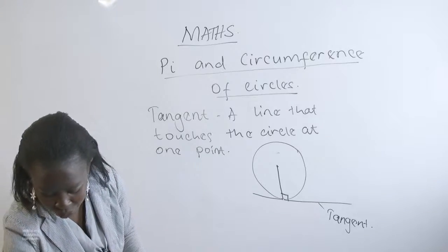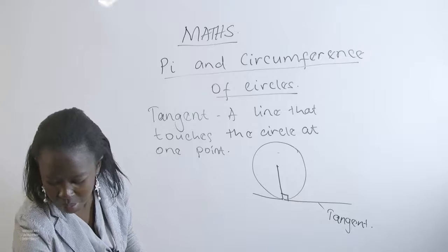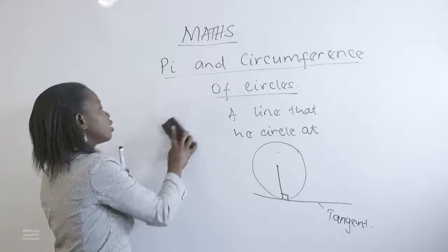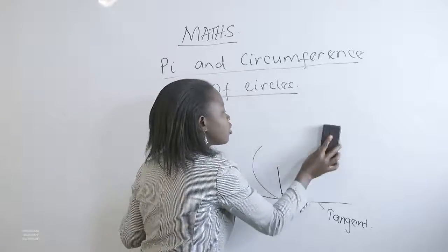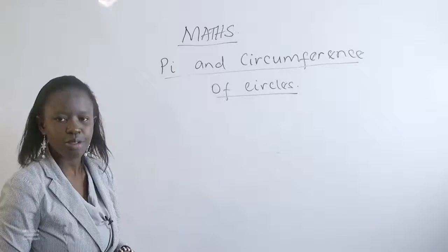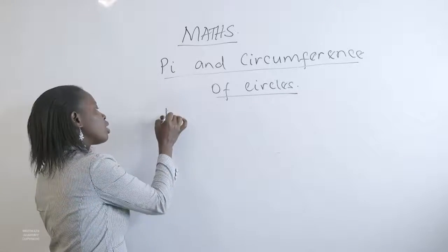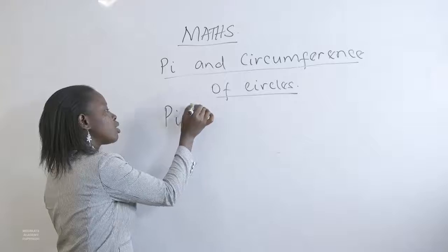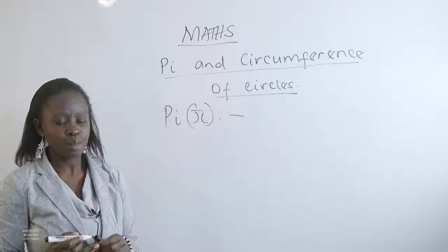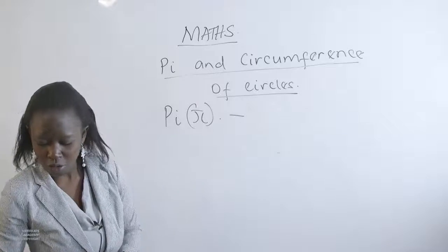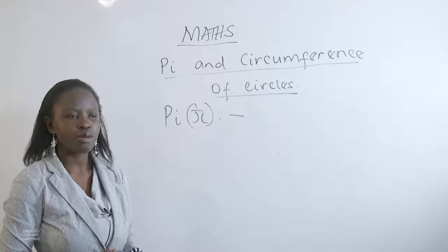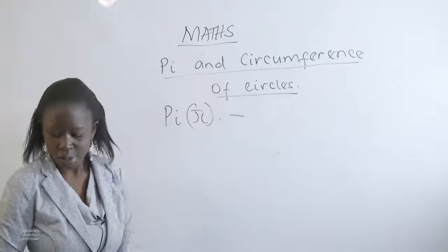So from there, it is much easier for us to work out the circumference of this given circle. And before we look at the circumference, we have the last term that we are going to look at before we start calculating it, which is pi.